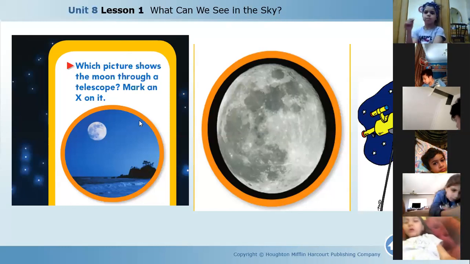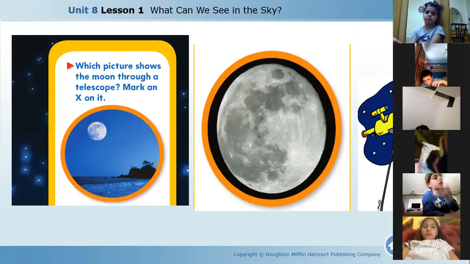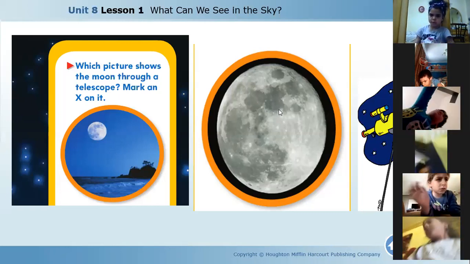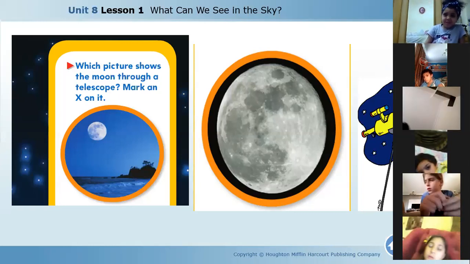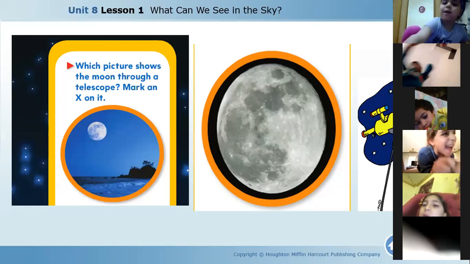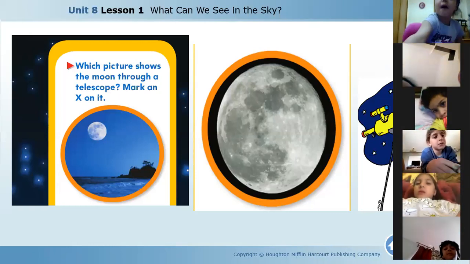So what do you think? Which picture shows a moon using a telescope? The first one that shows sea or the second one? Which one is a moon with a telescope? Which one, with the sea or without the sea?